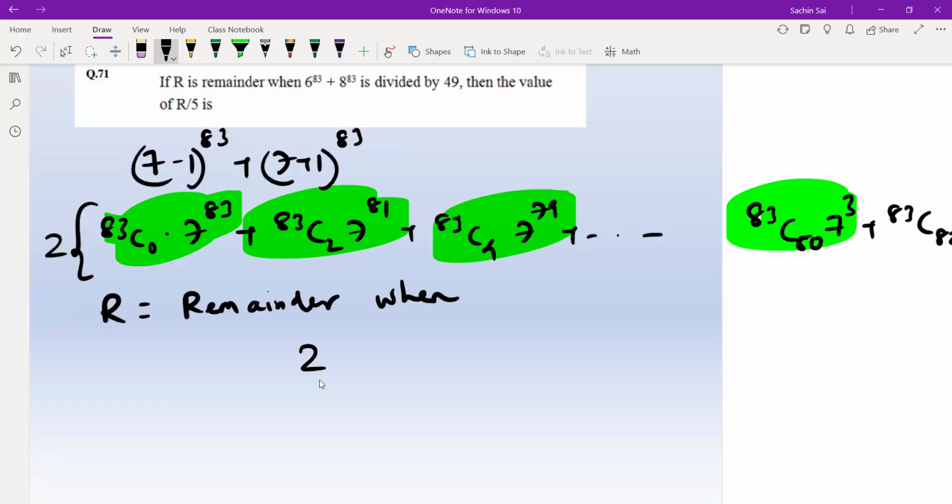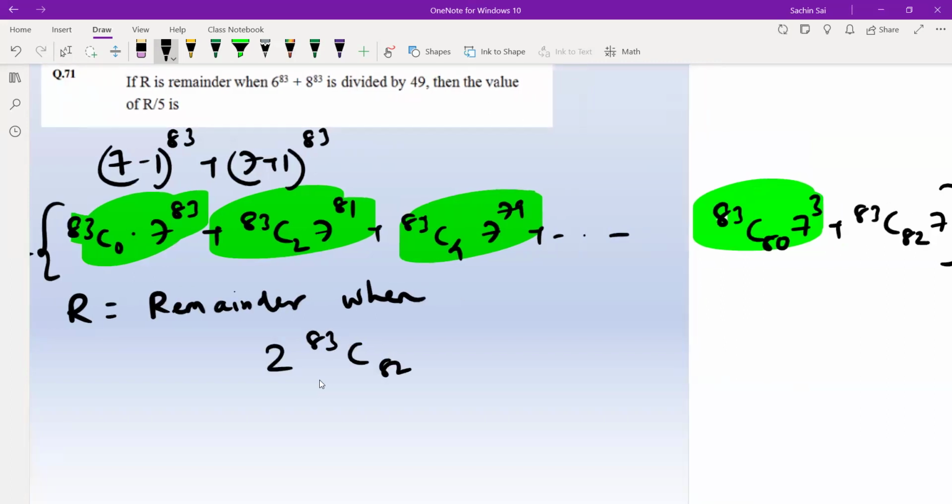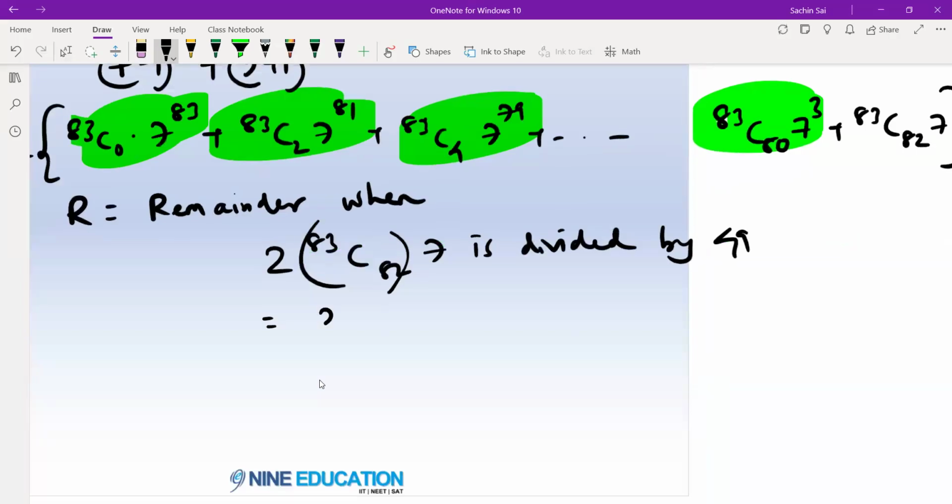when 2 into 83C82 into 7 is divided by 49, right? So this will be 2 into 83 into 7. So just find out this product and see what happens when it is divided by 49.